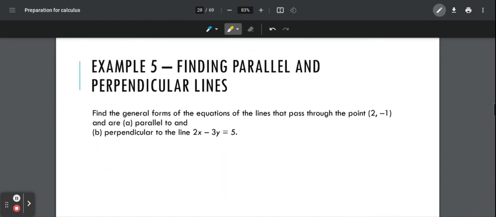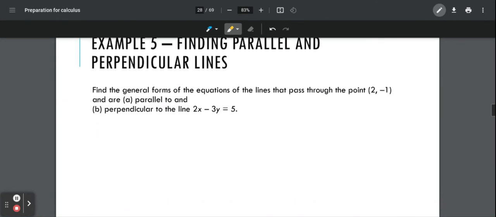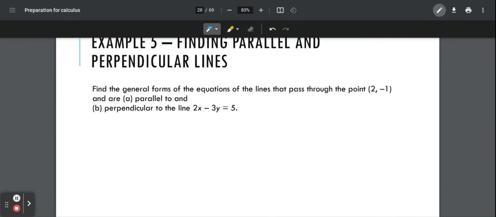So this last example, finding parallel and perpendicular lines, we have 2 parts to it. The first one, we have general form of an equation. Find general form. So general form, remember, if you go back, is your ax plus by plus c equals 0. So we need to put it in that form. In general form, your a has to be a whole number, so it can't be negative, and it needs to not be a fraction. So we might have to clear the decimal.